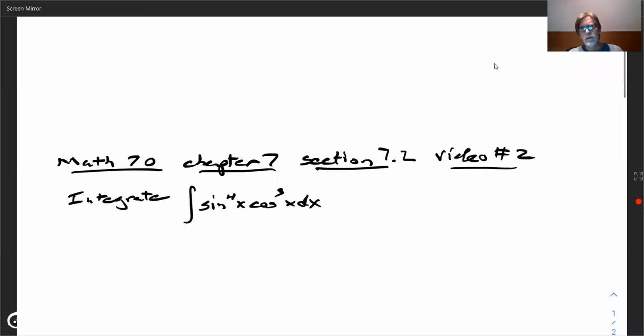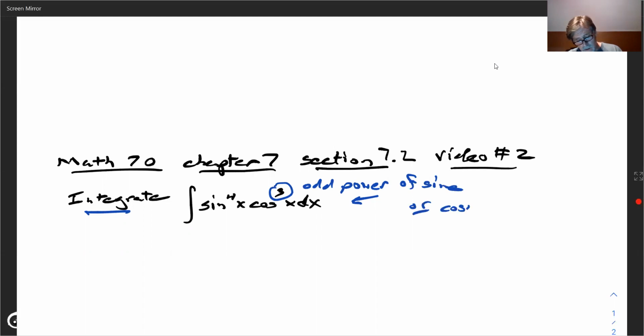This is going to be, hopefully, total bread and butter for you guys. When you see this problem, you just go, oh okay, I'm supposed to integrate, and what I've got is sine to the 4th times cosine to the 3rd. The thing that you want to key off of is if you've got an odd power of sine or cosine, you're in great shape. Even if it's simply cosine cubed x dx by itself without the sine to the 4th, you're in great shape, because here's what you do.